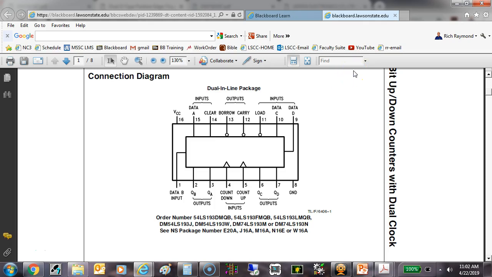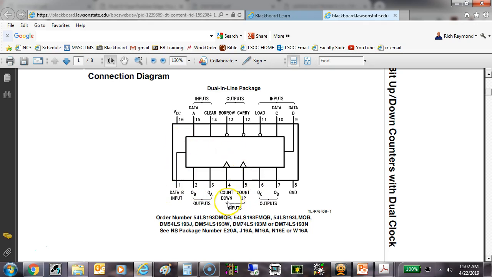So we could set the modulus by loading it with a number. We could load it with a 5, and then we could clear it with a carry, and then it would automatically do the modulus for us, which is really neat. Anything else?